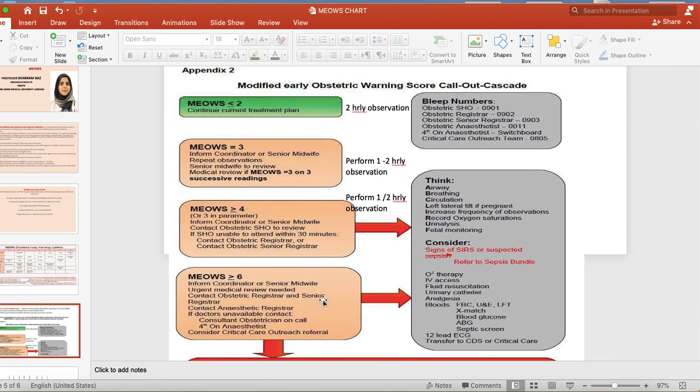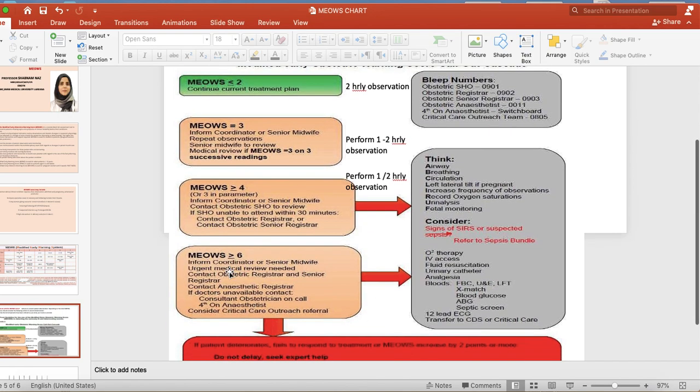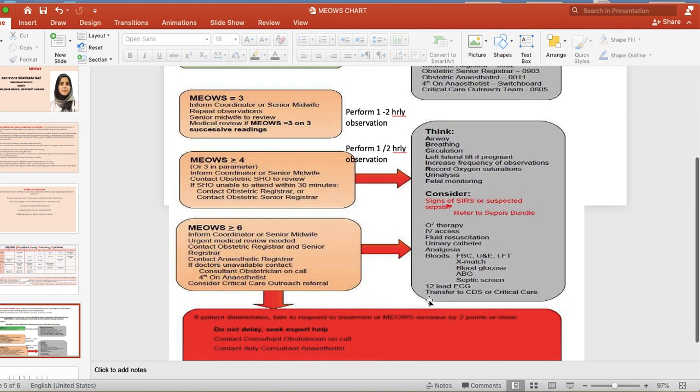If the score is 6, inform coordinator or senior midwife. Urgent medical review needed. Contact obstetric registrar and senior registrar. Contact anesthetic registrar. If doctors are unable, the consultant obstetrician on call should be contacted, or the anesthetist should be contacted. Consider critical care outreach referral.